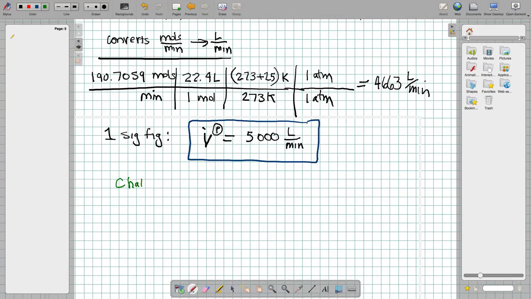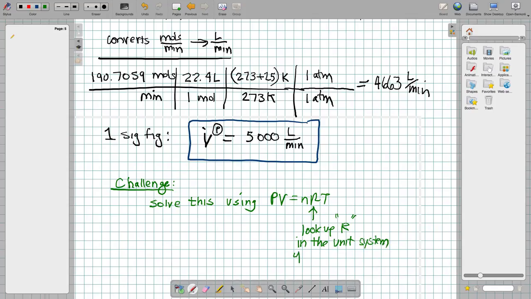So what I would challenge you to do is to go ahead and solve this using the traditional PV equals nRT equation, where you have to look up R in the unit system you're using. And you should get the same answer, to convince yourself that this method really works. Okay, that's all for now. That's what we'll be talking about shortly in class.